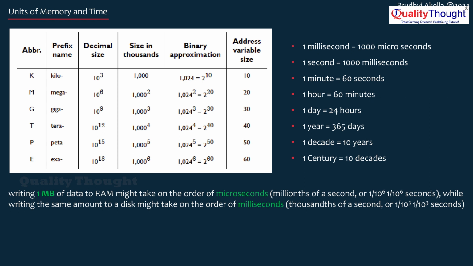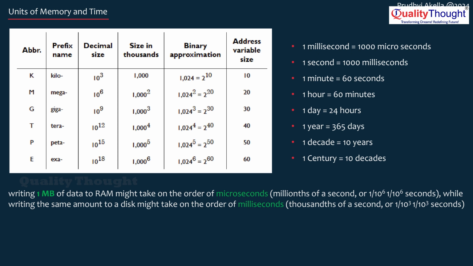In the same way, if you look at the units of time, we have milliseconds. 1 millisecond is equal to 1000 microseconds, 1 second is equal to 1000 milliseconds, 1 minute is 60 seconds, 1 hour is 60 minutes, 1 day is 24 hours, and 1 year is 365 days if it is not a leap year. 1 decade is equal to 10 years, and 1 century is 10 decades.